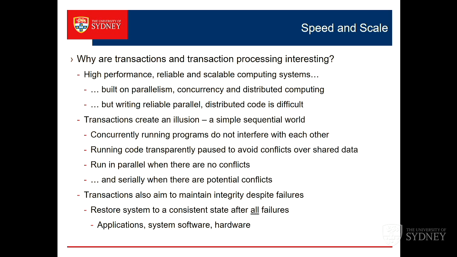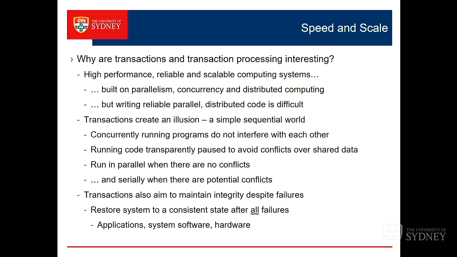Transactions create an illusion of a simple sequential world where we can have multiple concurrent running programs, but they don't interfere with each other. And we get that lack of interference, the isolation, by transparently pausing pieces of code. So if there was going to be a collision, we simply pause one of them, let the thing that would have collided with it finish, and then we'll run the next one. We'll just let things run in parallel and magically, using fairy dust, work out when there was likely to be a collision, and if there's a collision, just shift one of the operations in time so the collision is avoided. That's what we do. And we do it using fairy dust. So we run in parallel wherever possible, and then we serialize when there are potential conflicts.